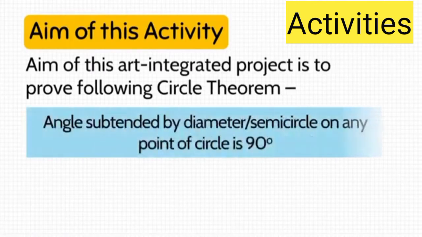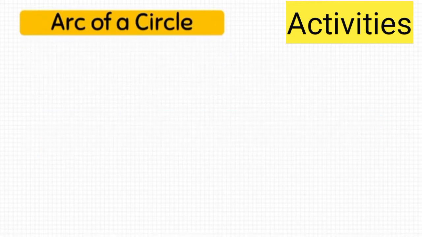The aim of this art integrated project is to prove the following circle theorem geometrically as well as through an activity. The circle theorem is: angle subtended by diameter or semicircle on any point of the circle is 90 degree.